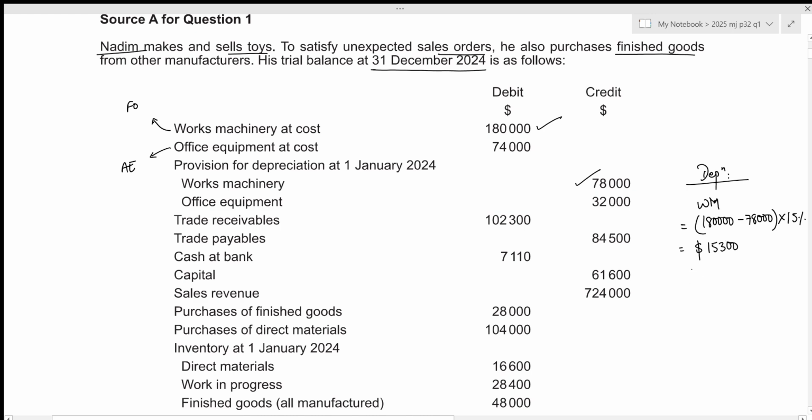Then we repeat the same process for office equipment as well. So the cost is 74,000. Accumulated depreciation is 32,000 times 15%. This results in the value of 6,300. Then, in this case, we're not talking about a limited company. We're talking about a sole trader. So we do not need to include administrative expenses within our statement of profit or loss. We can just list down the individual heading as our depreciation on office equipment.